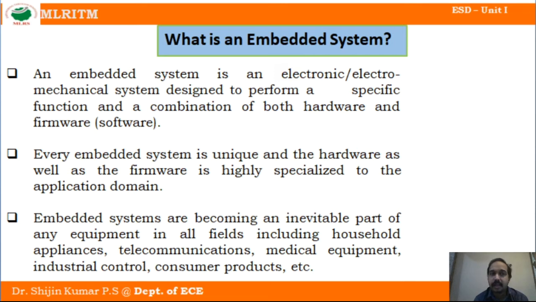Understood. But if you are embedding this software into this hardware, then it is having some specific functions, so it will act accordingly. So the definition of embedded system is: an embedded system is an electronic or electromechanical system that is designed to perform a specific function. Okay, and it can be a combination of both hardware and software. So this software is otherwise called what? A firmware.